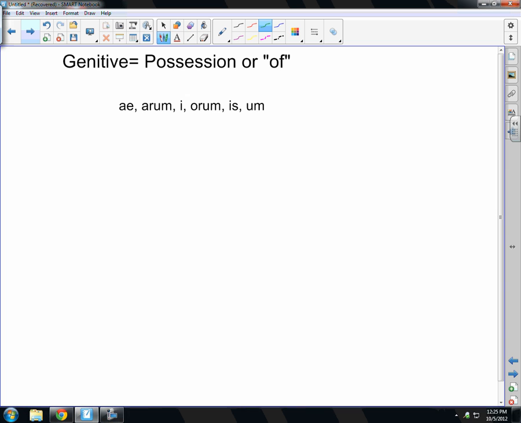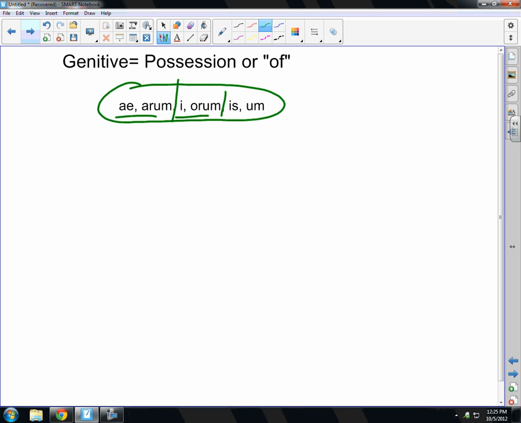Let's look at the genitive. In Latin, we know that there is a genitive case and that it represents possession or the word of. The endings for that genitive are -ae, -arum, -i, -orum, -is, and -um. Again, depending on whether it's first declension, second declension, or third declension noun, those endings will vary.